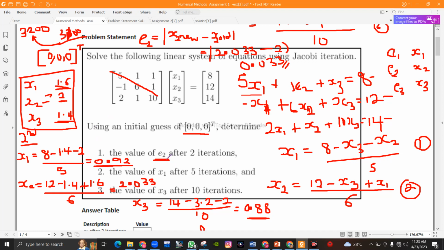So let's move on. Because this is the second iteration and this is our new value, this is the new value that we'll use for our third iteration. We are going to the third iteration now. Let's go.